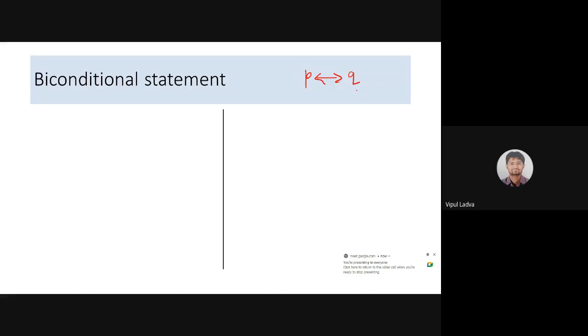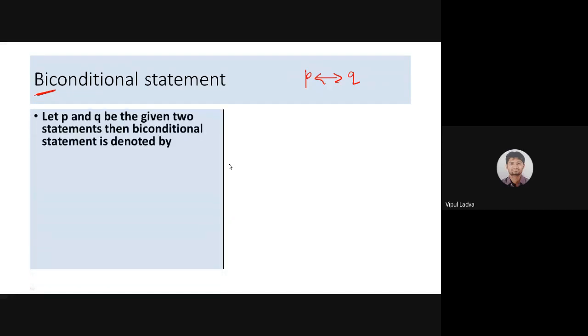So, the "if and only if" condition will come here. That is the reason it is known as a biconditional statement. It works from both ends. If P then Q, if Q then P, is it? Earlier we were having just the single implies over there. If P then Q.